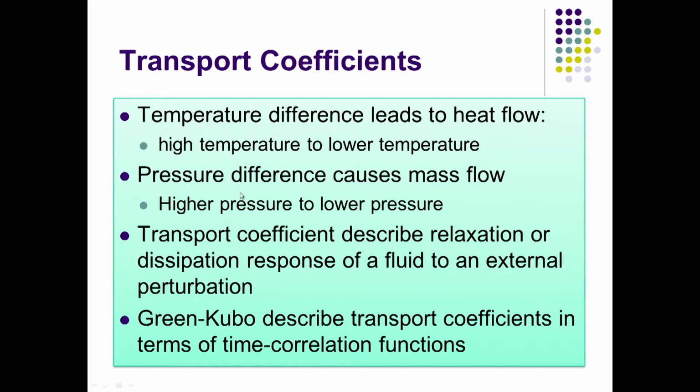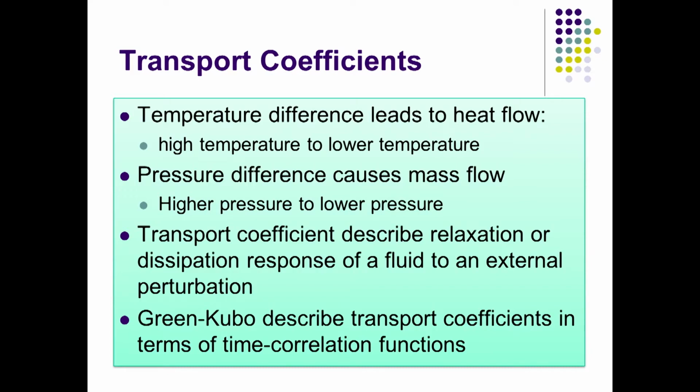If you look at pressure differences, they cause mass flow, which means there is a mobility of the particles. So, high pressure to lower pressure, this is where the fluctuation is going to happen, and as it dissipates over a period of time, we want to look at fluctuation dissipation. Transport coefficients essentially describe the relaxation or dissipation response of the fluid to an external perturbation.